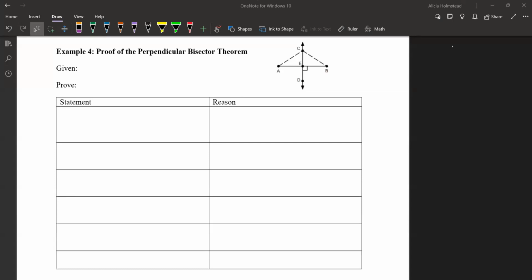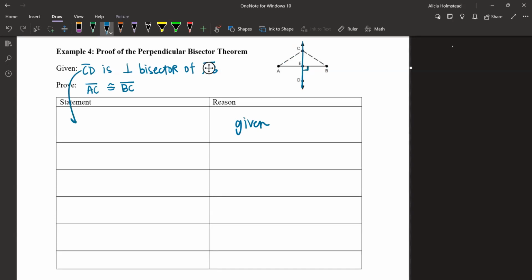Okay, so let's say that we were given that line CD is a perpendicular bisector of line AB. And we need to prove that line AC is congruent to line BC. Okay, so we know CD is perpendicular, and we're trying to find that this line and this line are congruent, which is the theorem we defined earlier. So again, we start with what we're given. I'm not going to write it again. It's just that statement.